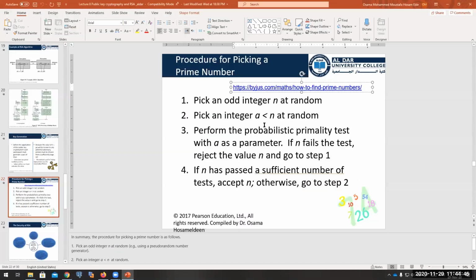But actually, I don't want you to get all of these details. I just showed you the idea of testing if this is a prime number or not. This is not an easy task. For example, if you have a random number, you are testing if it is a prime or not.